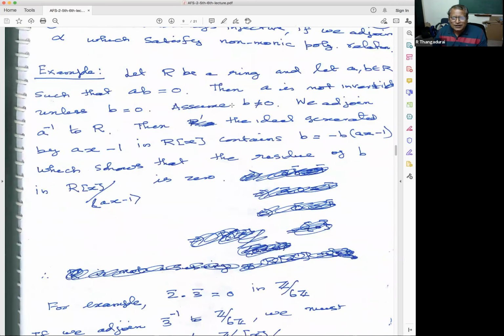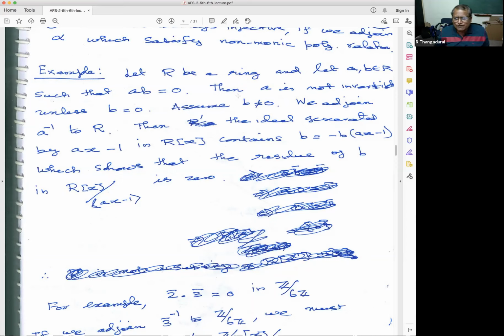What is that counterexample? Suppose I have a ring R and two elements A and B such that A times B is 0. Then A cannot be invertible unless B is 0. Why? Suppose A is invertible in R. That's the assumption I'm making. Then I multiply by A inverse on both sides of the equation, and I am forced to get B equal to 0.